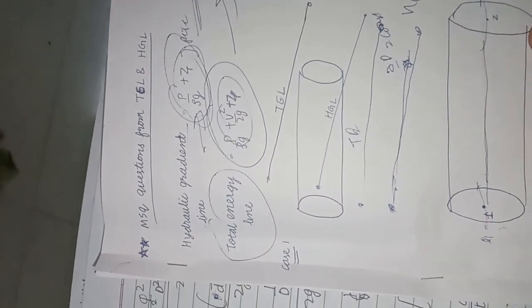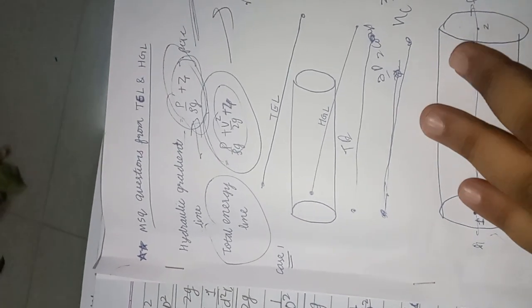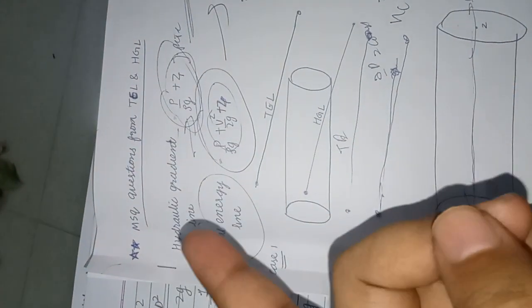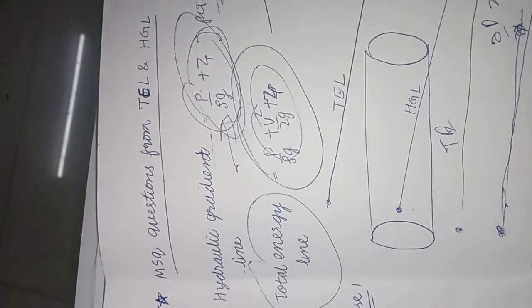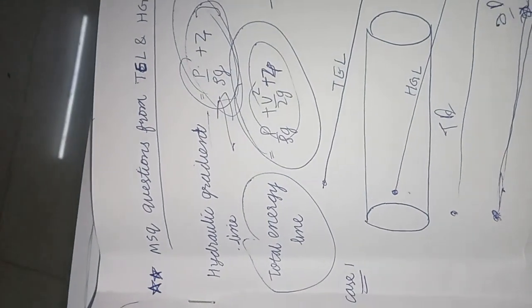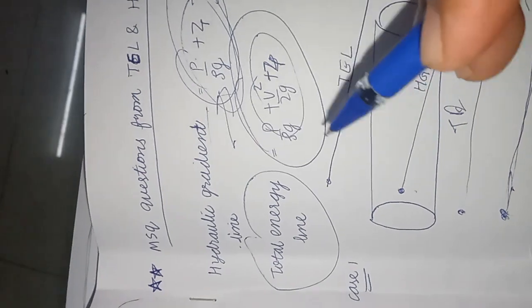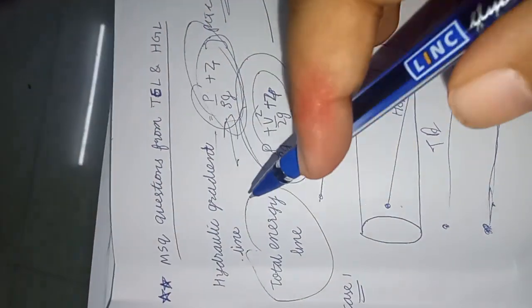So, we are going to study hydraulic gradient line and total energy line. The hydraulic gradient line at a point is P1 by rho g plus Z1, which means piezometric head. Total energy line means total energy at a point: P by rho g plus V square by 2g plus Z. Hydraulic gradient represents piezometric head. Now going to the cases.